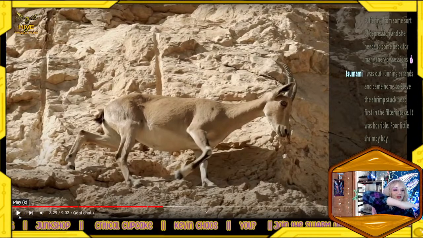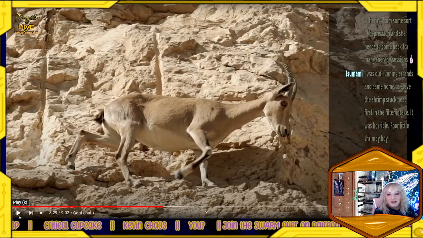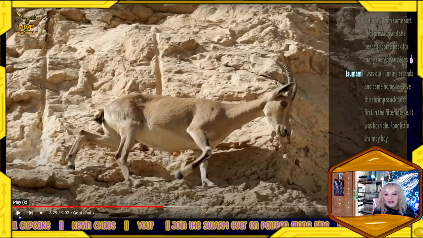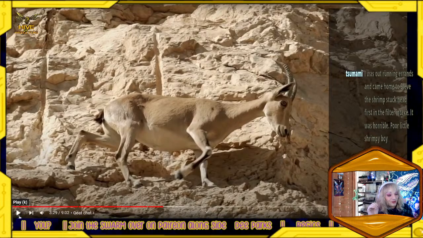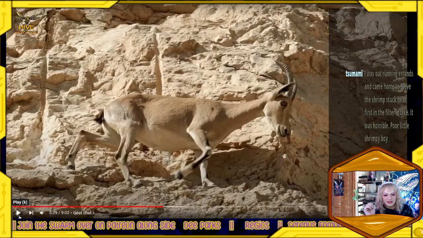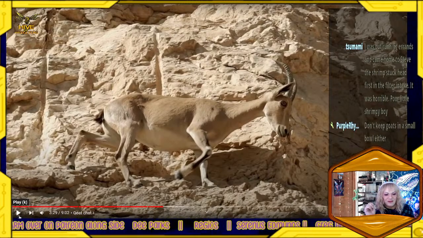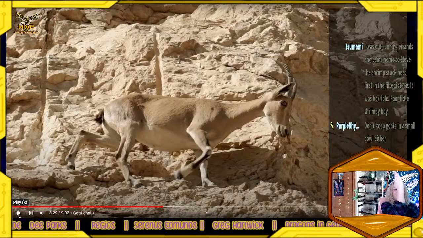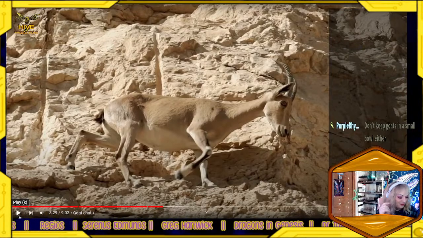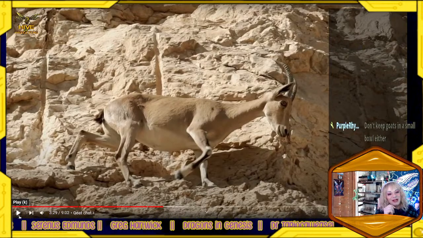Sheep, goats. Yeah, goats can climb stuff at angles you wouldn't believe. I think it was something like 94 degrees. They can climb up walls that are slightly angled inward.